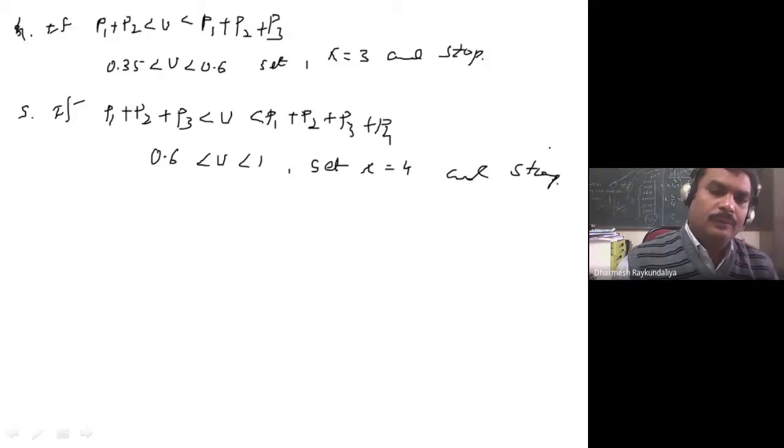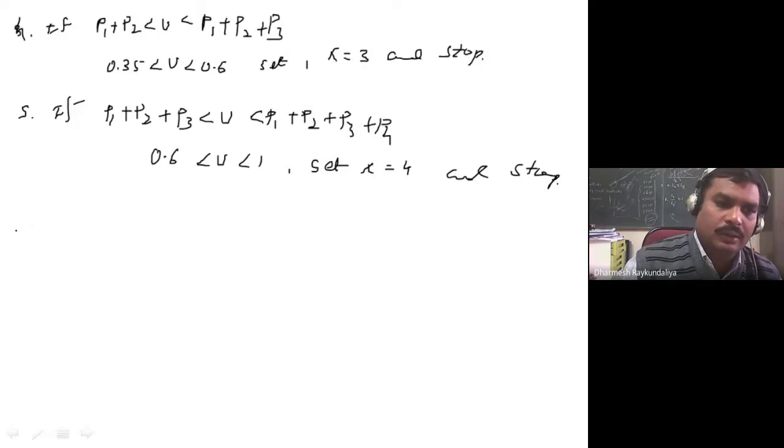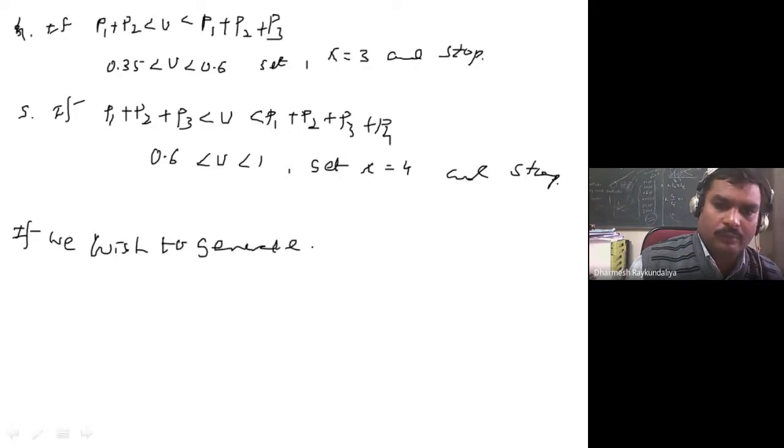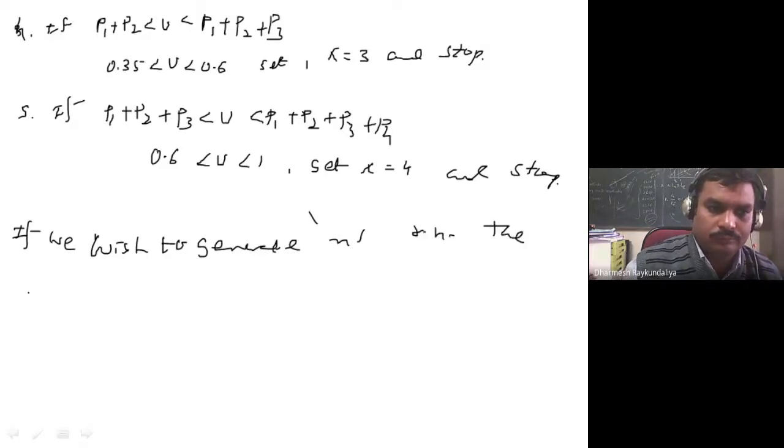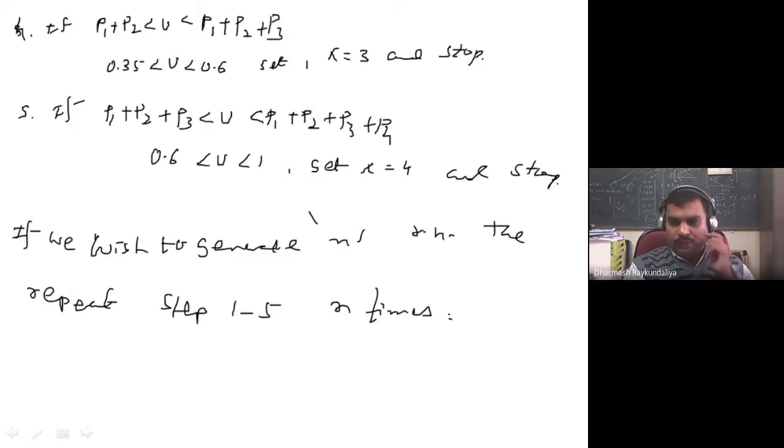So repeat this. If you wish to generate n random numbers, then repeat steps 1 to 5 n times. Every time you have to generate a new random number and repeat steps 1 to 5, and then it will give the required set of random numbers.